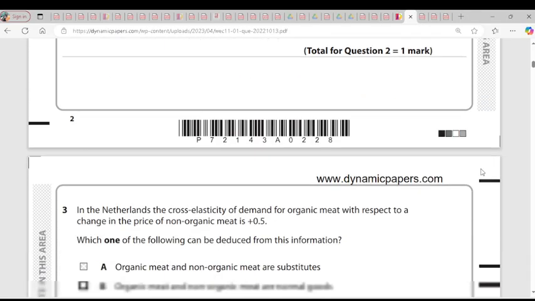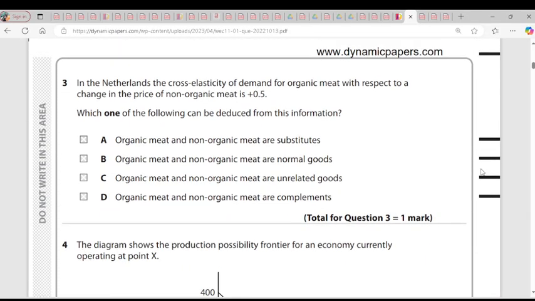Question 3. In the Netherlands, the cross elasticity of demand for organic meat with respect to a change in the price of non-organic meat is 0.5. If it's above 1, it means there are substitutes. No. If it is inelastic, what you only need is positive. Yeah, because it's cross elasticity. I know, but this is positive. So there is a substitute. Not so, one time someone said more than one there are substitutes. No, maybe you didn't get the question.